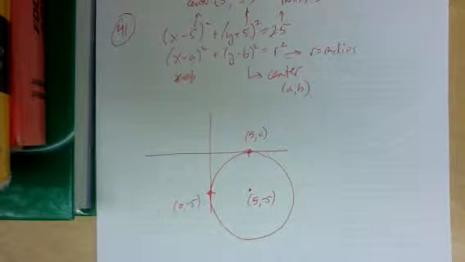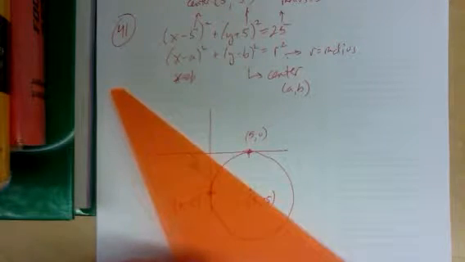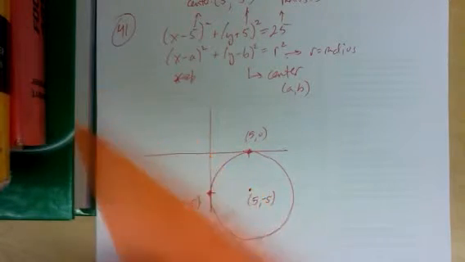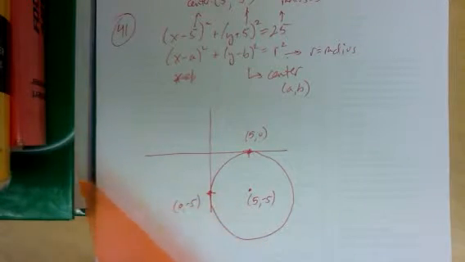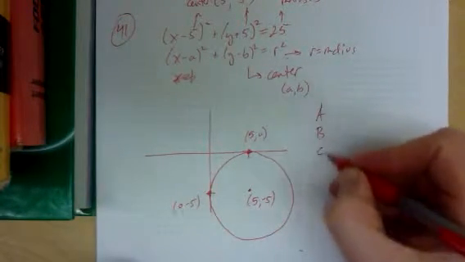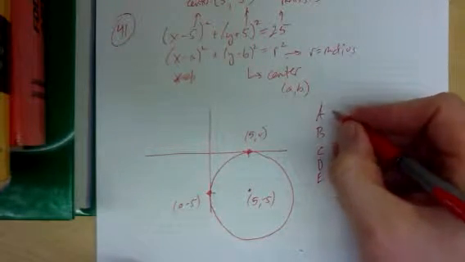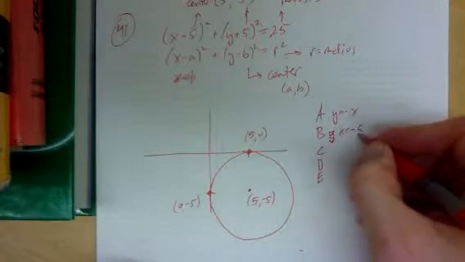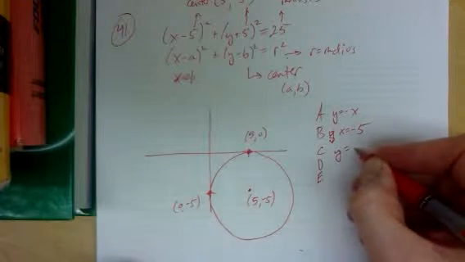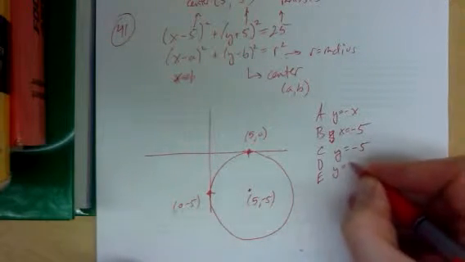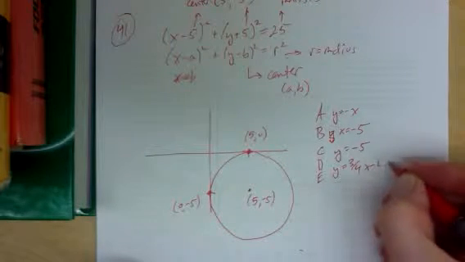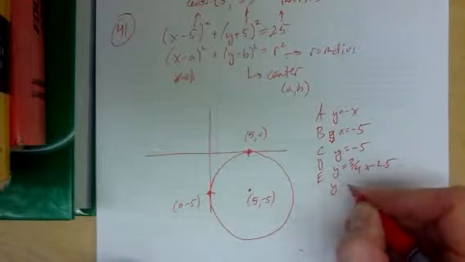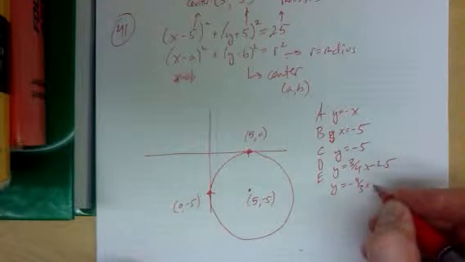Which of the following equations of a line is tangent? So we need one of these lines to be tangent. I'm going to show using this triangle where some of these lines generally would be located, and we can quickly eliminate some. So choice A, I'll list the choices here, is y = -x. Choice B, x = -5. Choice C, y = -5. Choice D, y = 3/4 x - 2.5. And choice E is y = -4/3 x + 2.1.